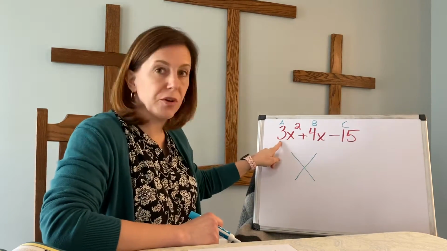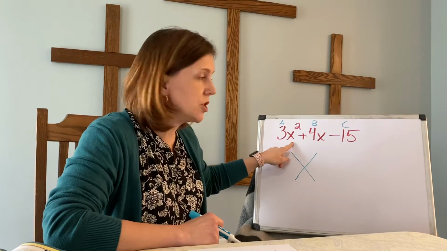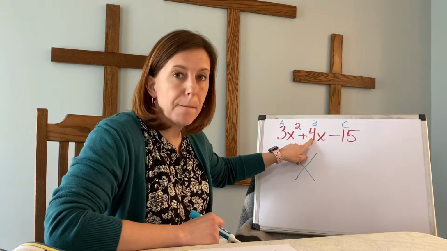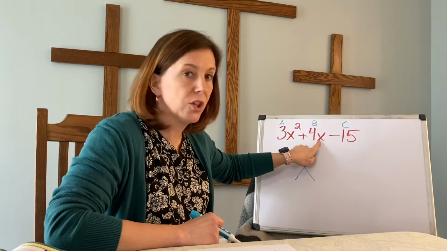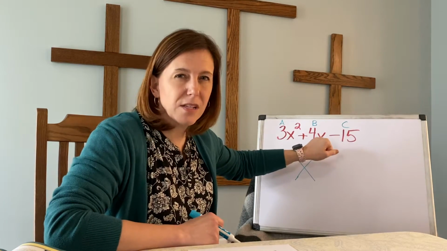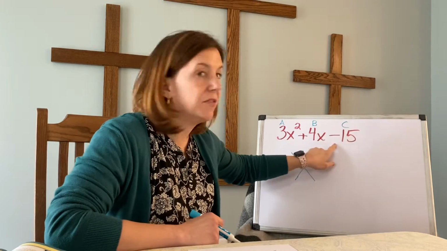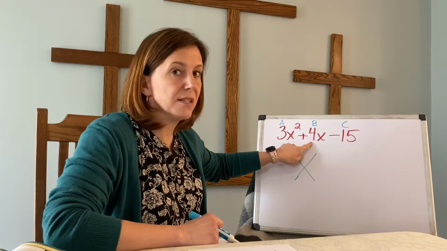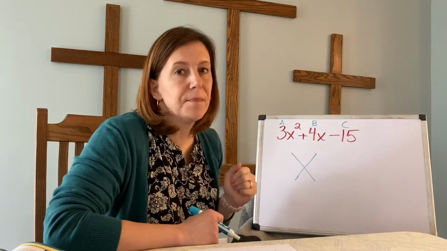A is my number in front of my squared variable term. B is my number in front of my regular variable term. And C is my number. Remember, I take my signs with it. So this one would be C is negative 15, B is positive 4, and A is 3.